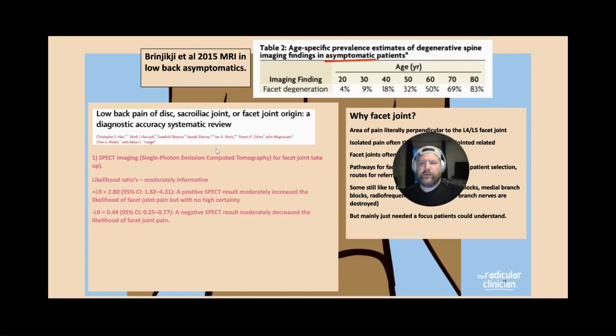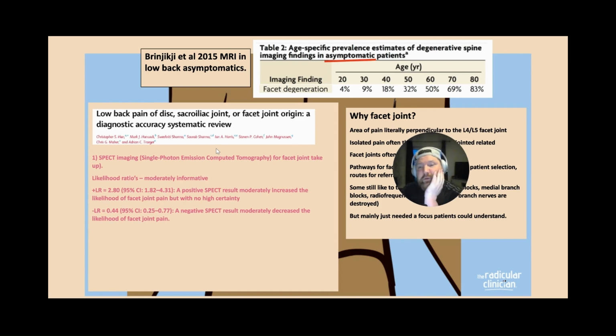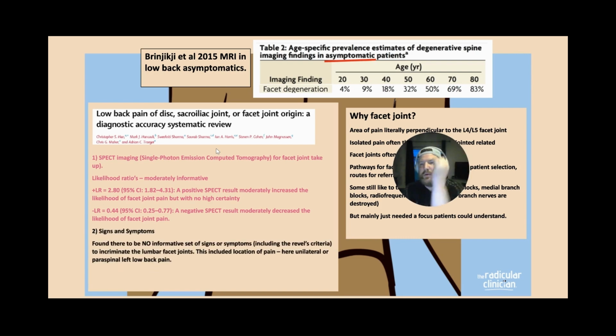So what they found is that the likelihood ratios were pretty informative. A positive SPECT result led to moderate increased likelihood of facet joint pain, but wasn't particularly highly certain, and a negative result led to moderately decreased likelihood of facet joint pain. So on the outside, that's looking interesting. It's looking informative, perhaps. But what the authors also found, that there was no informative set of signs or symptoms that would incriminate the lumbar facet joints.